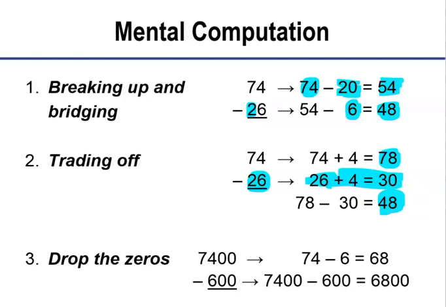And then if you have a lot of zeros to work with, it's easier to just subtract 74 minus 6, and that gave us 68, and then just add the zeros back to our computation. So several techniques for mental computation.